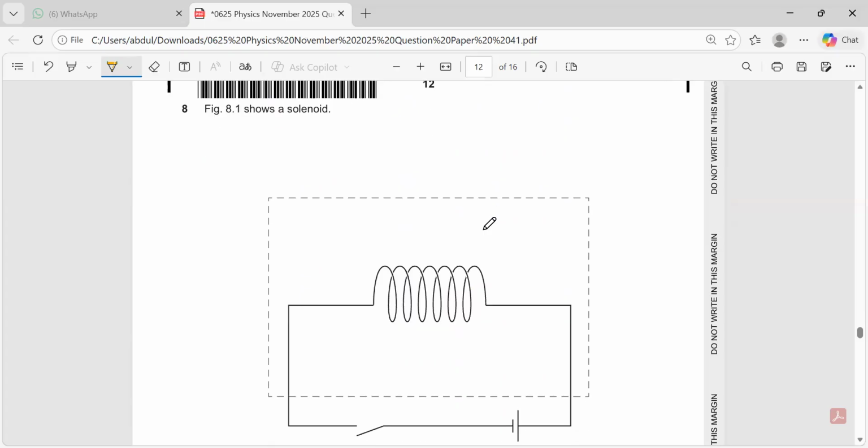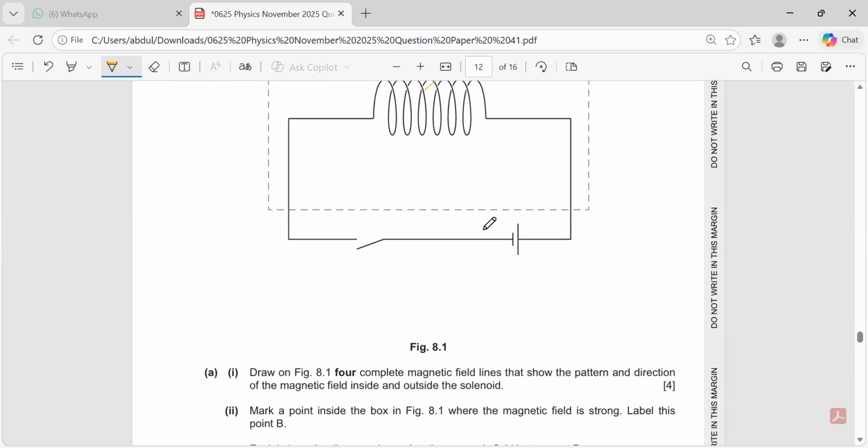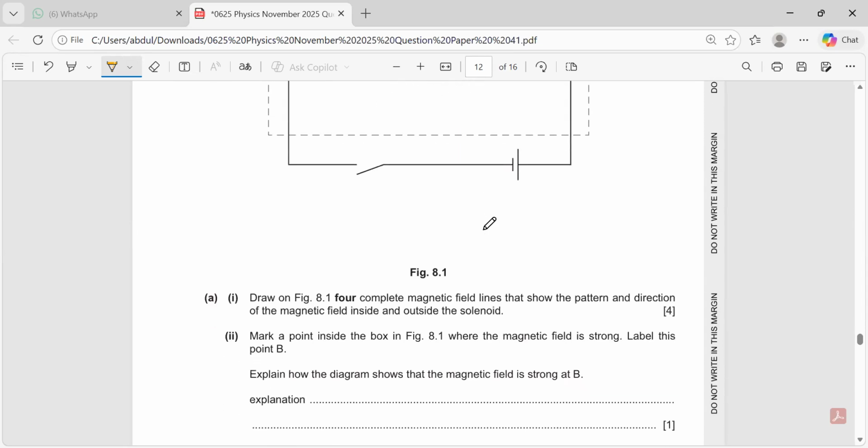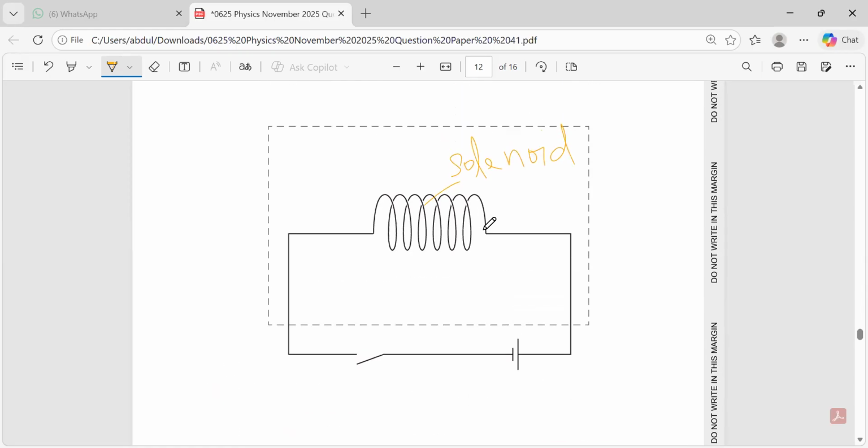So figure 8.1 shows a solenoid. Another question on electricity. So this is the solenoid. Now, battery and cell is there. Draw on figure 4 complete magnetic field lines that show the pattern and direction of the magnetic field inside and outside the solenoid. 4 marks are there. Inside and outside the solenoid. Now, my dear friends, if I'm joining this one, and 4 marks are there. So now what to do?